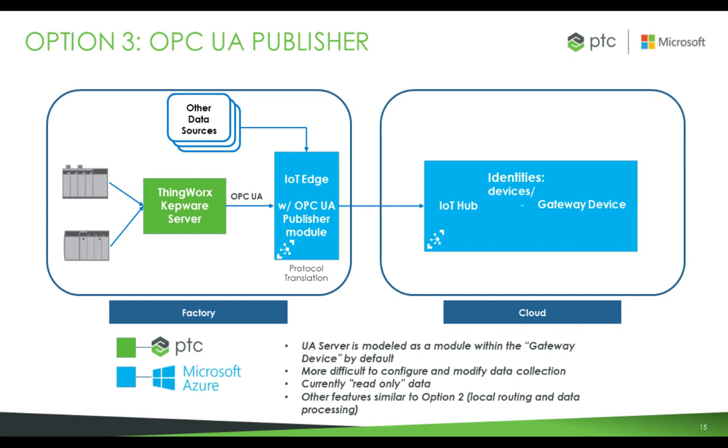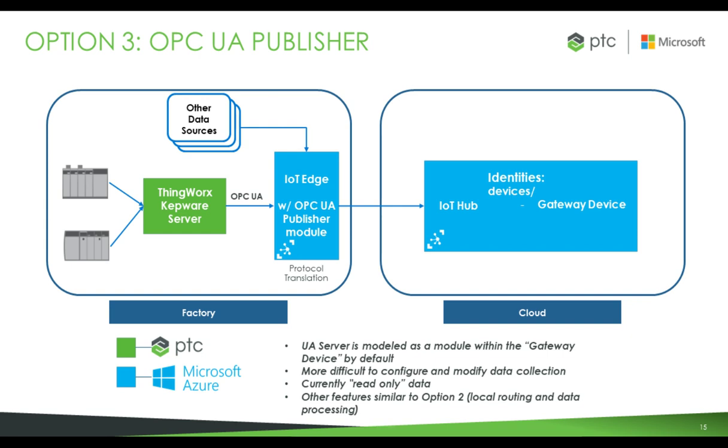And then finally, I'd like to highlight the third option that customers and end users have available to them, which is leveraging the OPC UA Publisher module. This is a module that's available to run within the IoT Edge runtime. And because OPC UA is very ubiquitous in the manufacturing space, we get a lot of questions about leveraging this module as well instead of leveraging the MQTT interfacing that Kepware does provide and have support for.